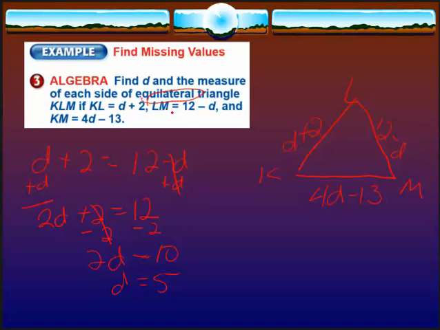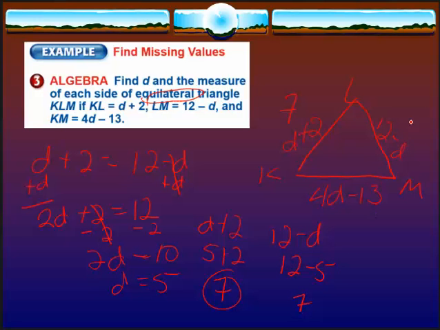Remember, go back to your question and make sure you are answering the question. I need to know the measure of each side. So I've got to plug it in here. D plus 2 is going to be 5 plus 2, which is 7. 12 minus D is 12 minus 5, 7.